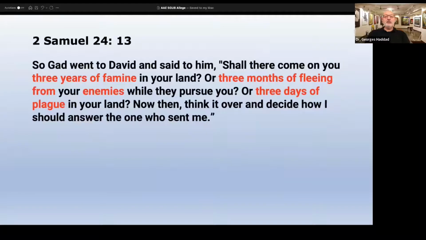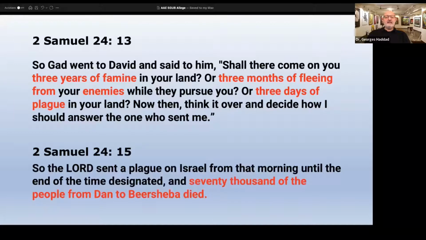If you go to the Old Testament, we find that David is given 3 choices: either 3 years of famine, 3 months of fleeing from enemies, or 3 days of plague. And he chooses the third. And Samuel tells us, so the Lord sent a plague on Israel from that morning until the end of the time designated, that is 3 days, and 70,000 of the people from Dan to Beersheba died. So this is another example of a calamitous outbreak.